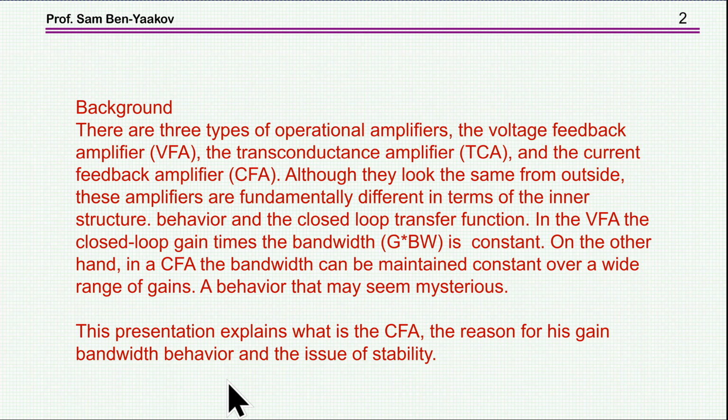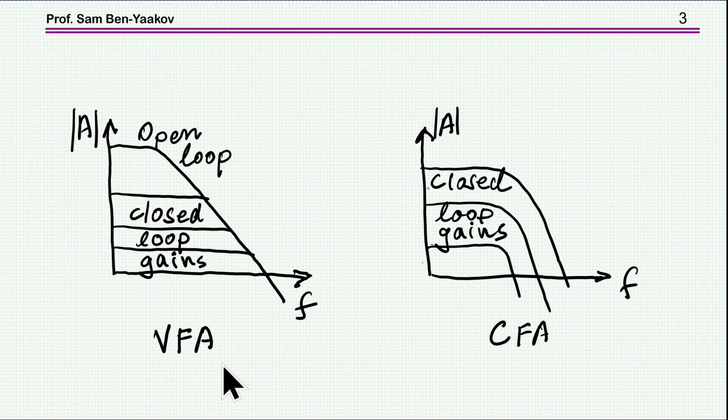Here are the important differences. The gain bandwidth of the VFA is constant. That is, if you need a higher and higher gain, then the bandwidth is going to be smaller, because this is the limit of the open loop gain. On the other hand, in the CFA, you can maintain the bandwidth about constant while you change the gain. So it is really fundamental.